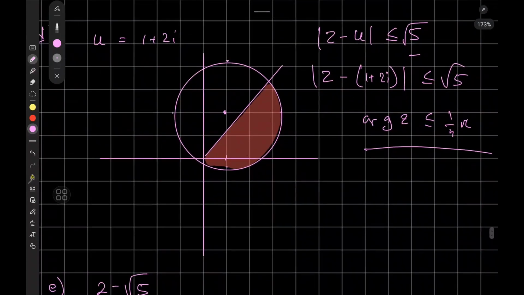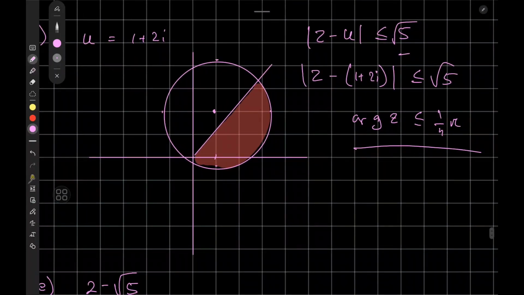So you draw 1/4 of a pi, which is 45 degrees from the center, since this is the argument of z, only z. So the argument of z is going to be calculated from the center. So this is pi by 4. So z can lie anywhere in this part and in this part. Why in the lower part? Why over here as well?